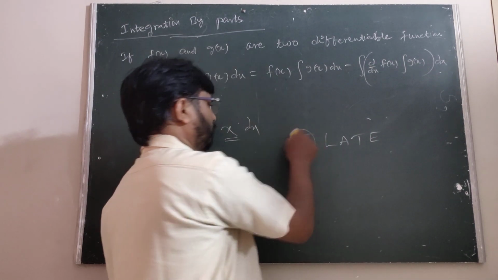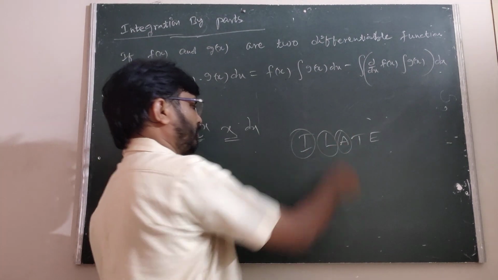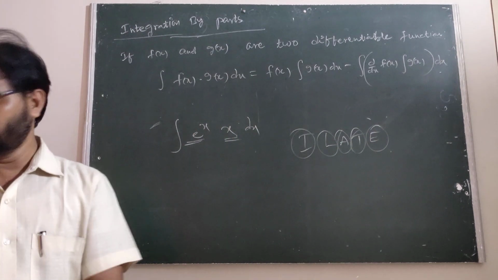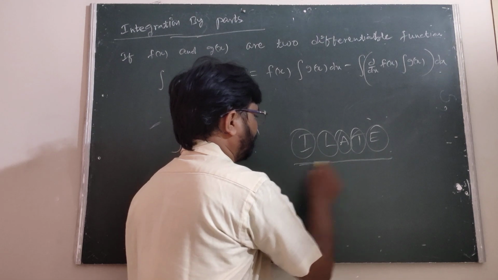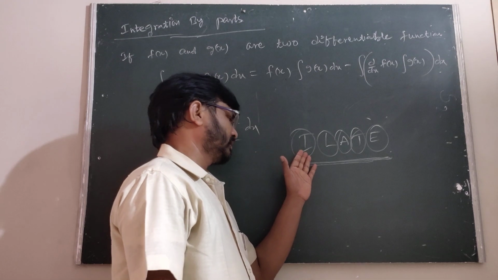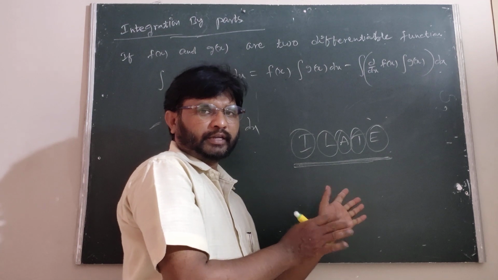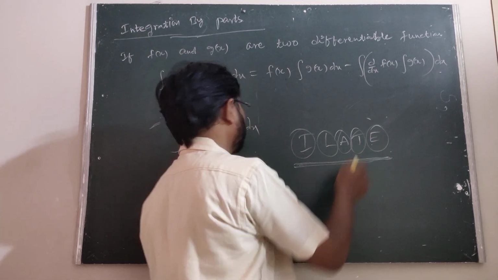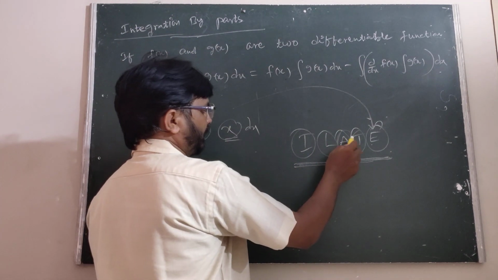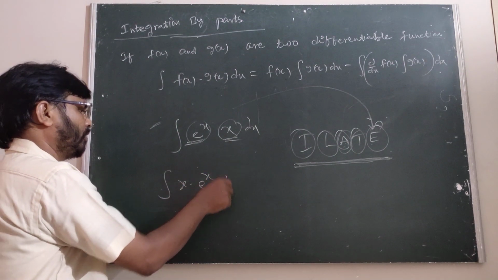I is the inverse trigonometric functions, L is the logarithmic functions, A is the algebraic functions, T is the trigonometric functions, E is the exponential function. In this order, we take the first function: inverse first, then logarithmic, and similarly onwards. Suppose the exponential function is the last one, but x is the algebraic function. Between A and E, which is the first? The algebraic function. So we take x into e power x dx.